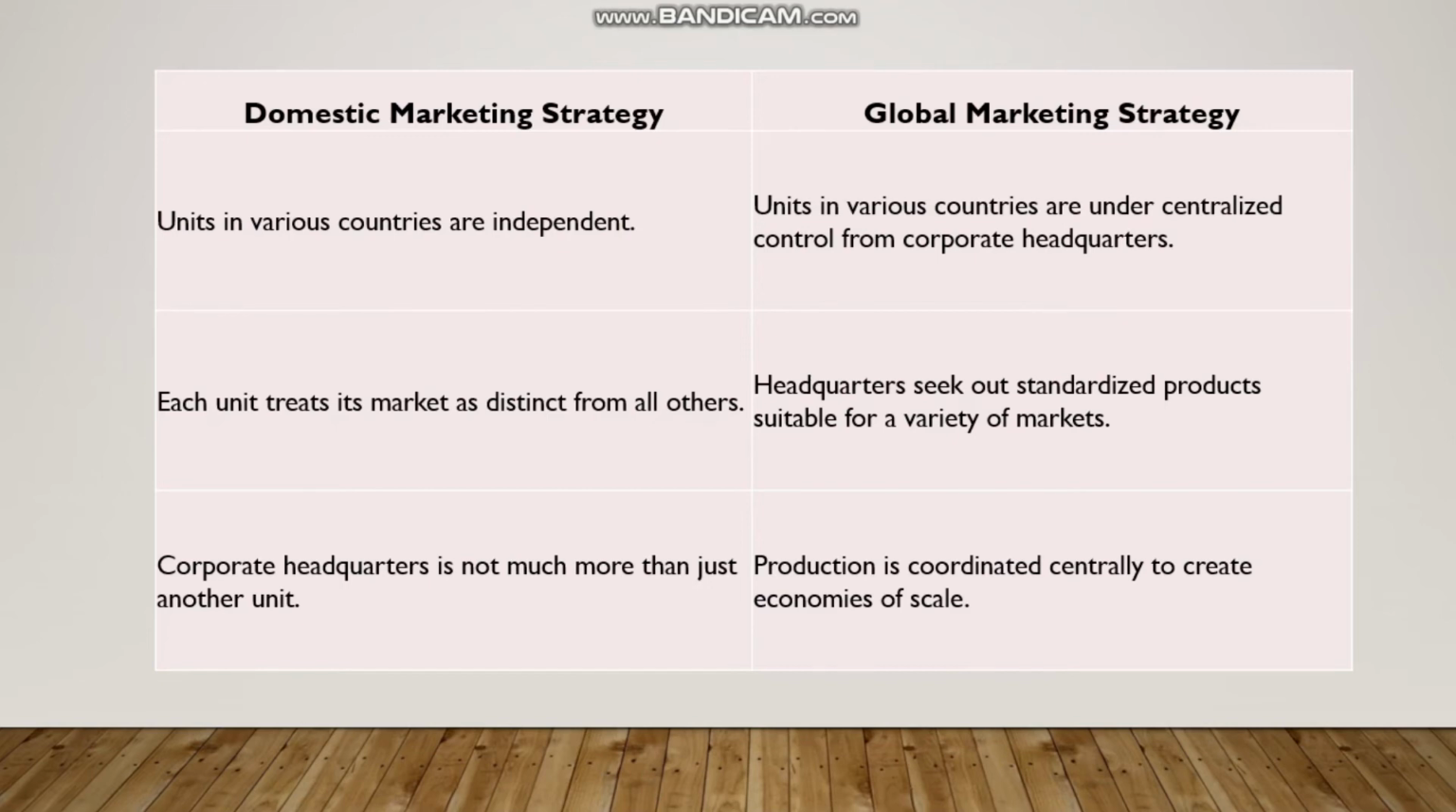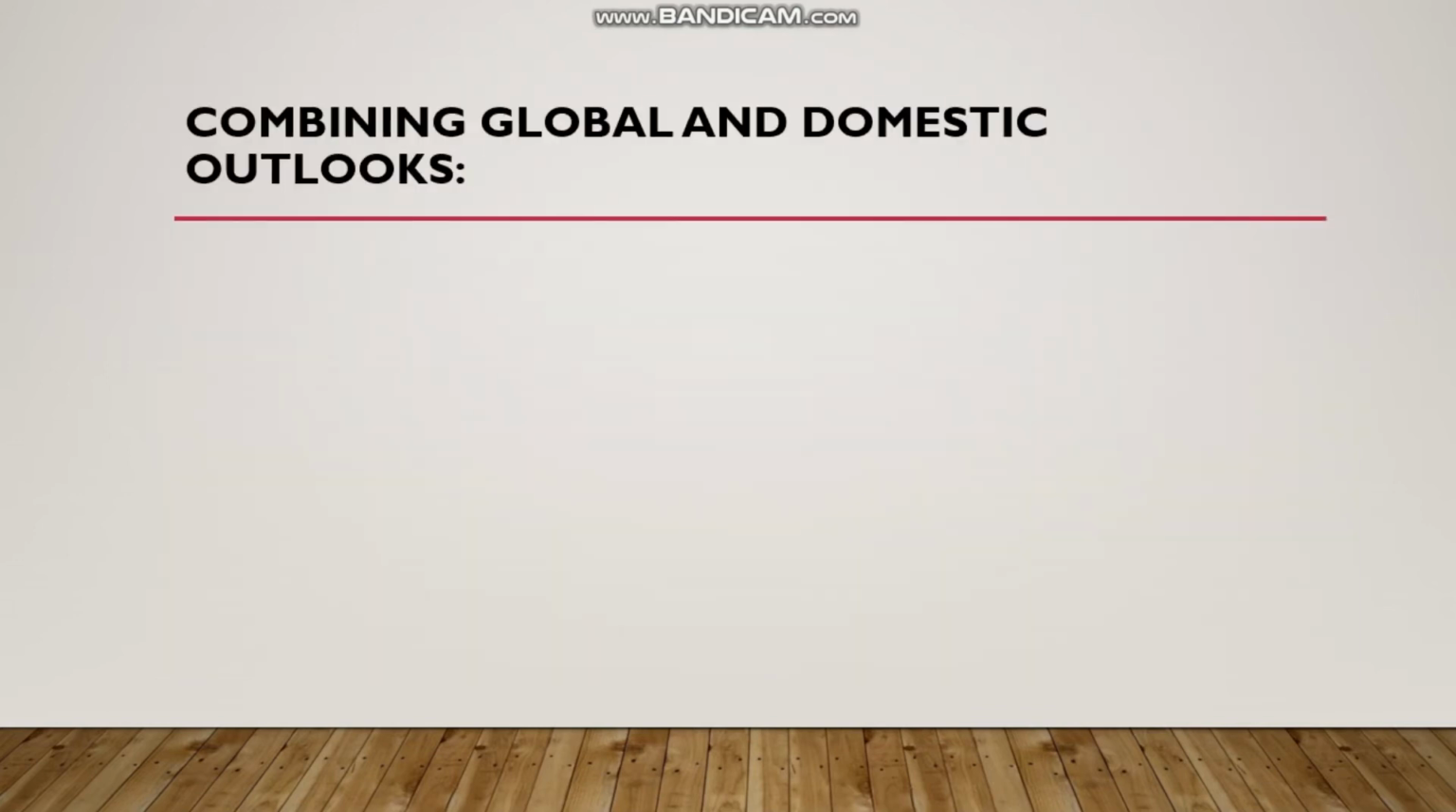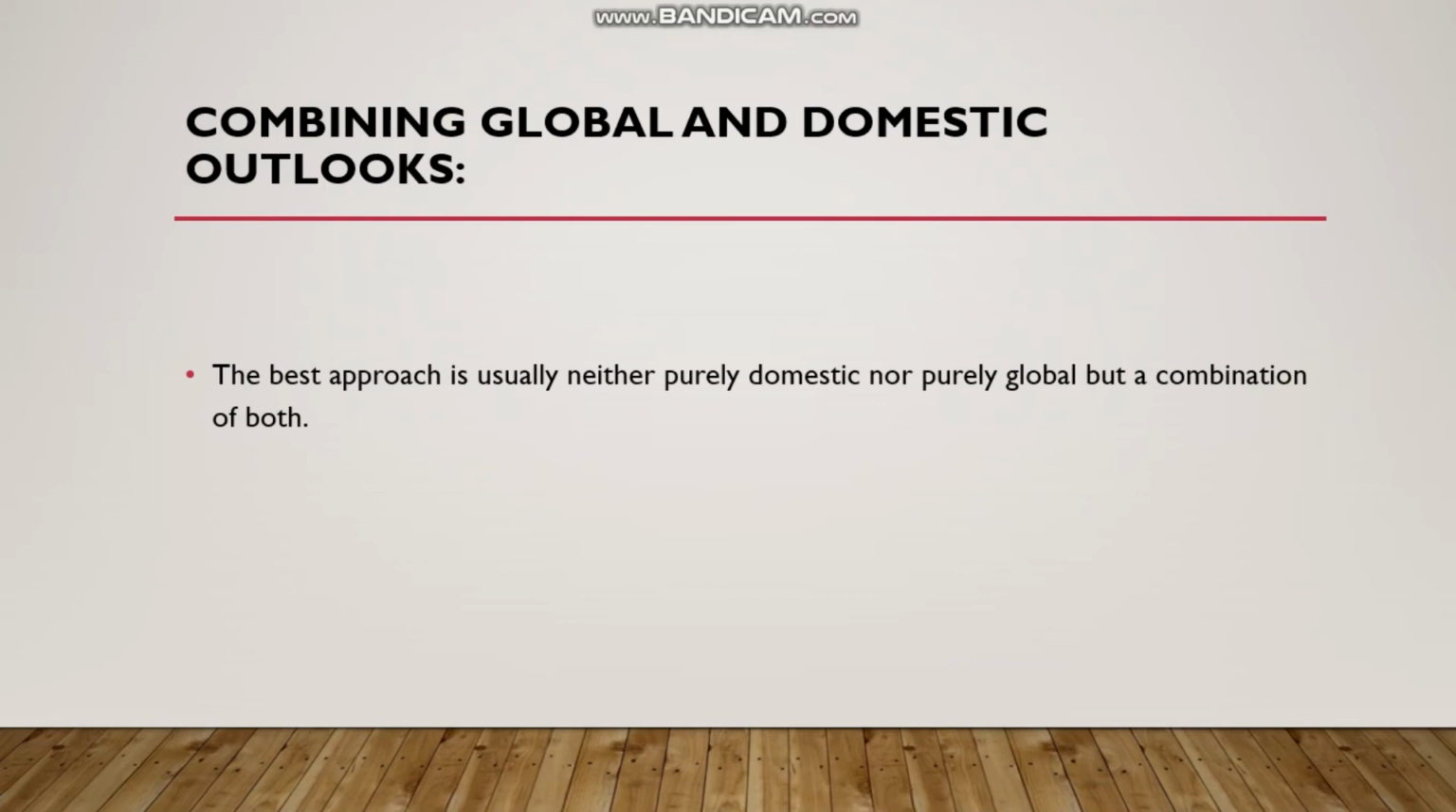So, combining global and domestic outlook, as each strategy has its advantages, the best approach is usually neither purely domestic nor purely global, but a combination of both. This becomes most apparent when we see the shortcomings of single-mindedly pursuing an international strategy based on either global integration alone or domestic adaptation alone.